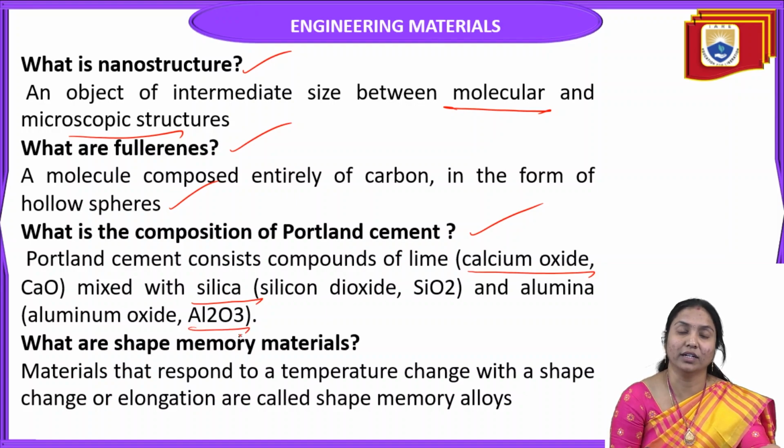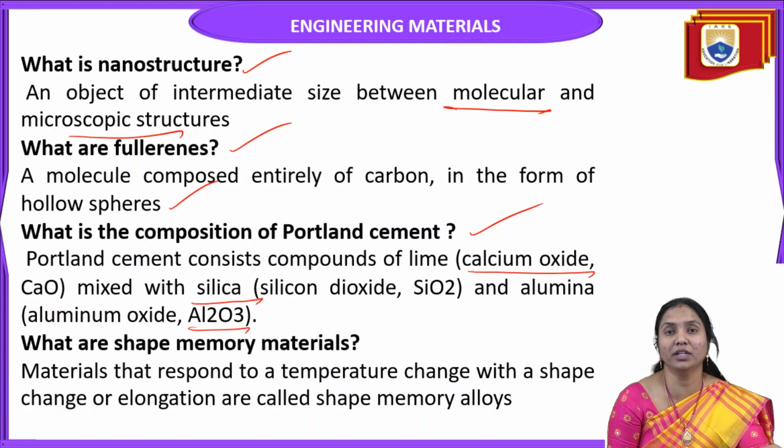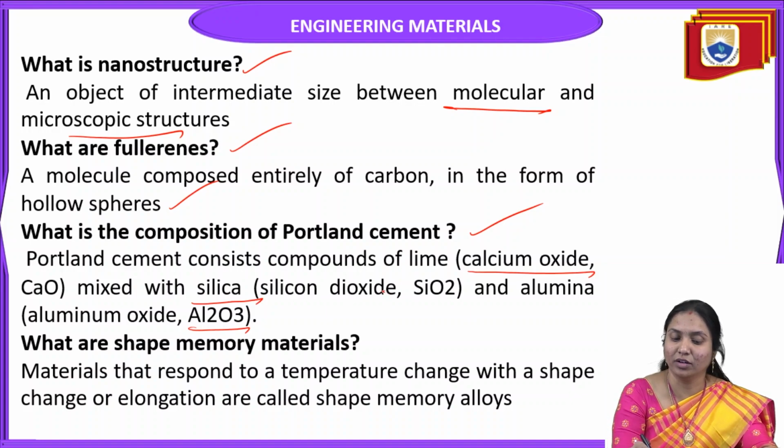Alumina means here aluminium oxide. So what is the composition of Portland cement? It mainly consists of compounds of lime, silica, and alumina. Here lime is calcium oxide, silica is silicon dioxide, and alumina is aluminium oxide. So these are the main ingredients used for the preparation of Portland cement.